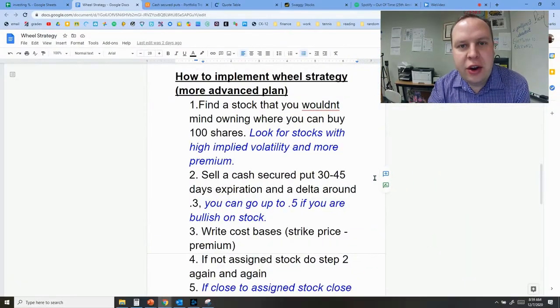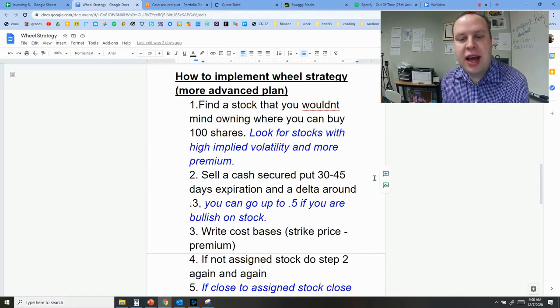Let's get to it. Okay, here is how to implement the wheel strategy in a more advanced plan. I did leave a link to this document down below in the video, so feel free to look at it when you need to. First, you want to be able to find a stock you wouldn't mind owning 100 shares of. So look for stocks with high implied volatility and also more premium involved. High implied volatility means that the stock options are actually more valuable because the stock is going to be moving more. And then that would allow more premium.